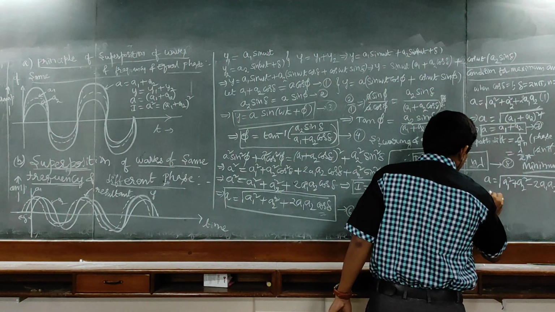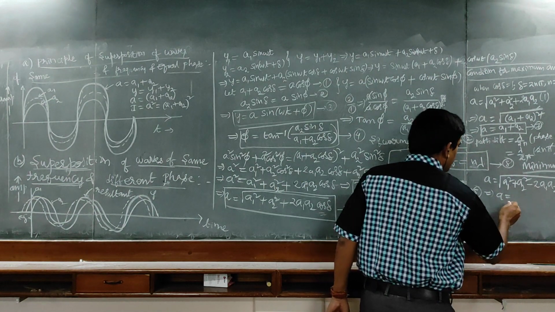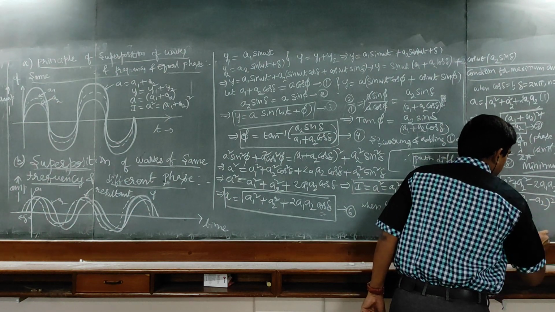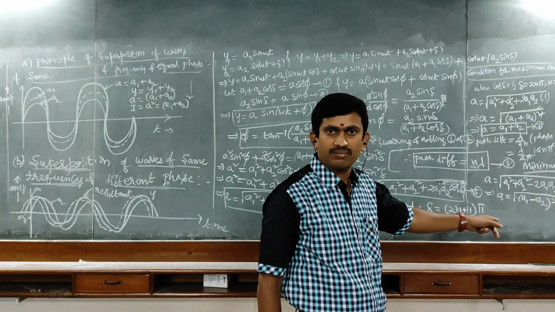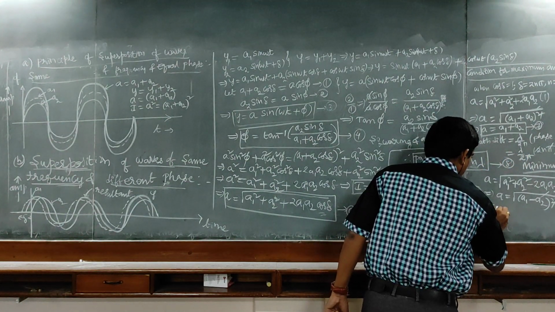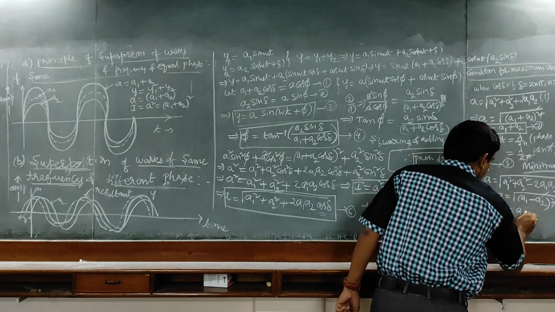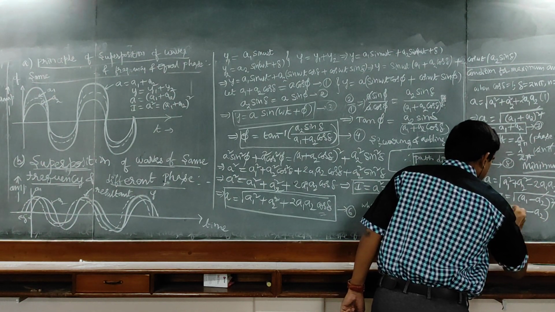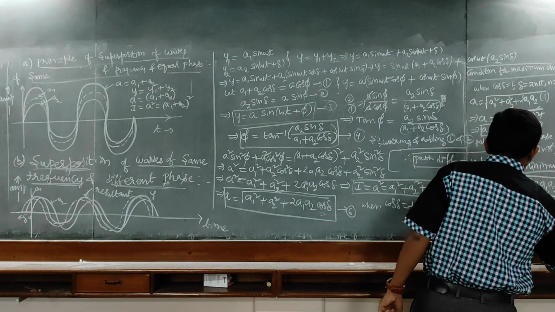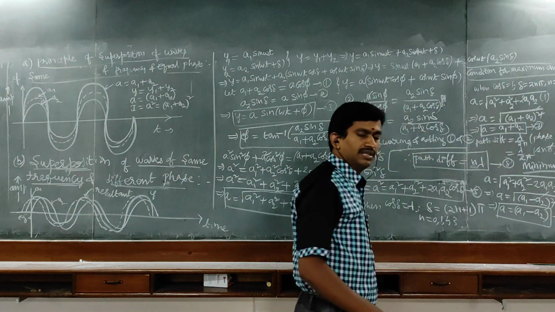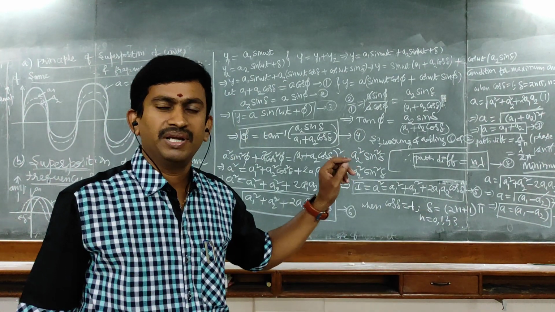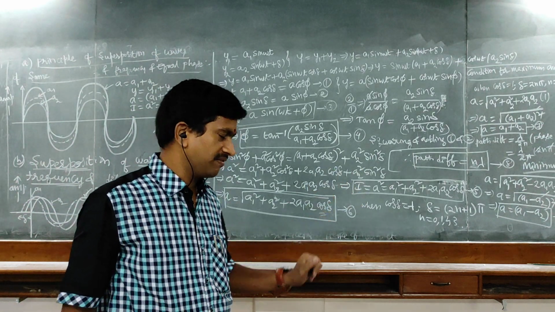Therefore, A is equal to square root of, which is in the form of (a minus b) whole square, (A1 minus A2) whole square. Then the square and square root will get cancelled. We are only left with A equal to A1 minus A2. So this is the condition for minimum amplitude. Let it be named equation number 9. Equation 9 represents the minimum amplitude condition of the resultant wave.